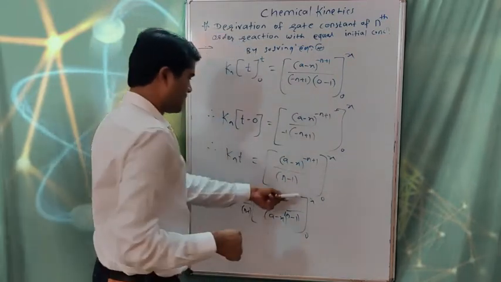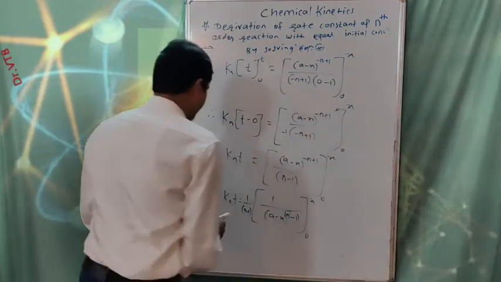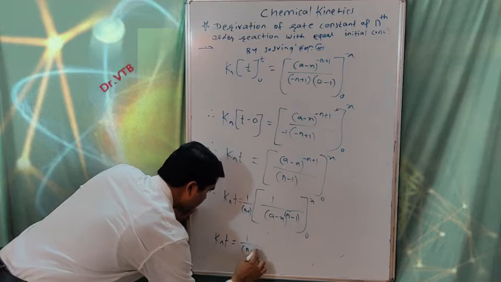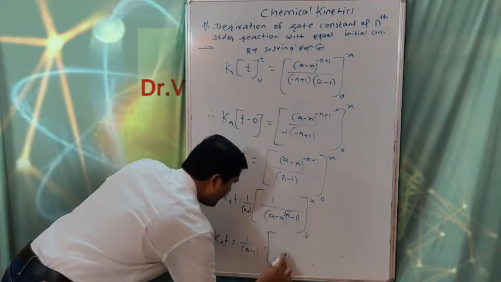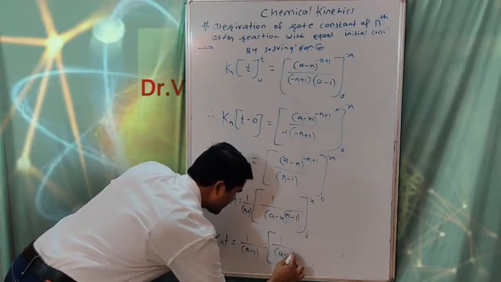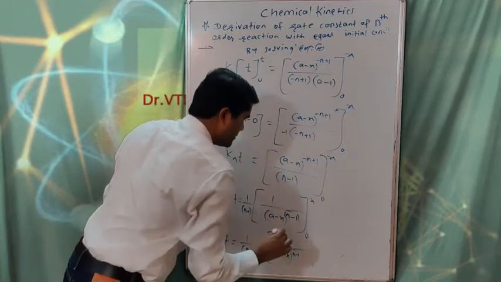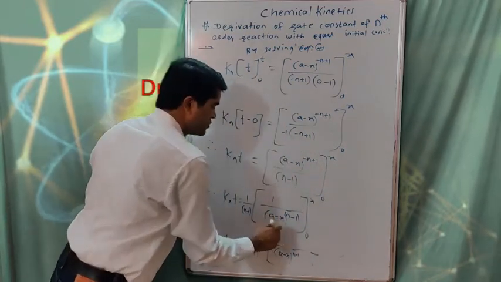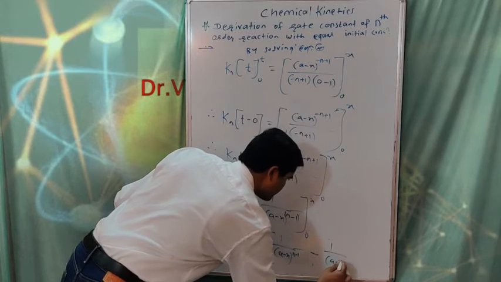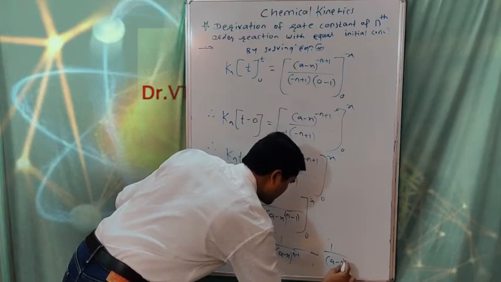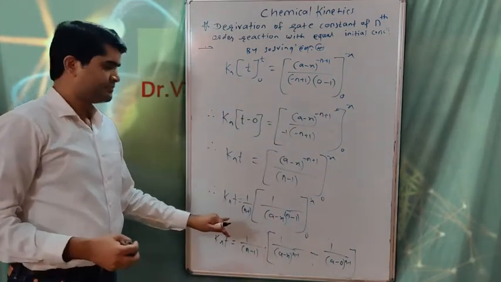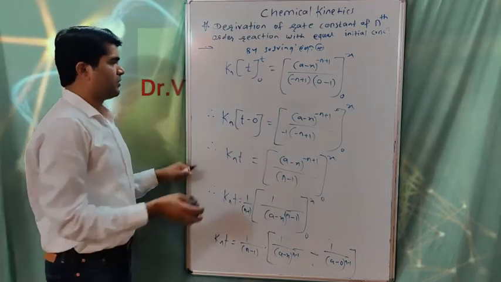Now we will solve this one by applying upper limit minus lower limit. I am writing here only kn t is equal to 1 upon n minus 1 into, now apply the upper limit, upper is x, instead of x put x, so already it is there, (a minus x) raised to n minus 1, so there is no problem. Now minus the lower limit, instead of x we have to put 0, so minus 1 upon (a minus 0) raised to n minus 1. This one we will simplify up to here step by step. See the equation, how we have written all the equations.